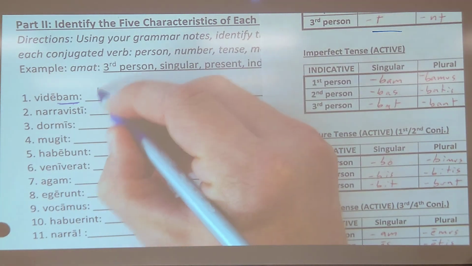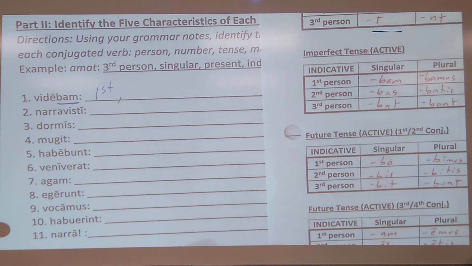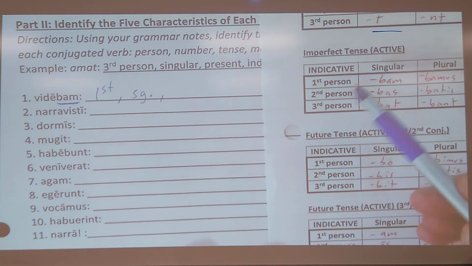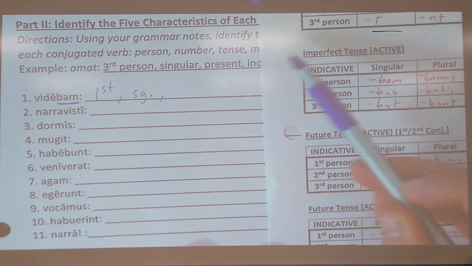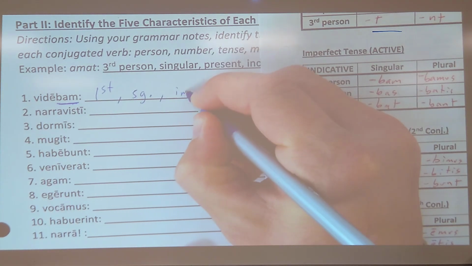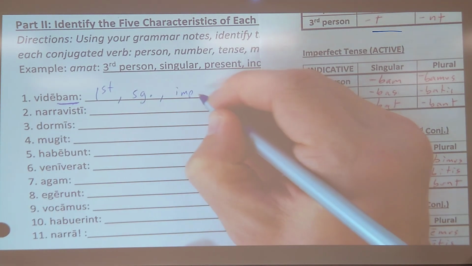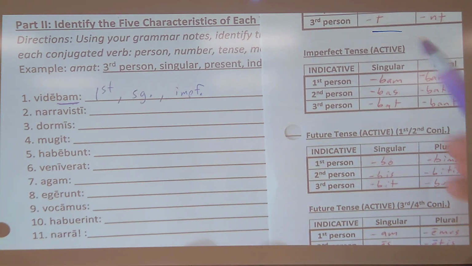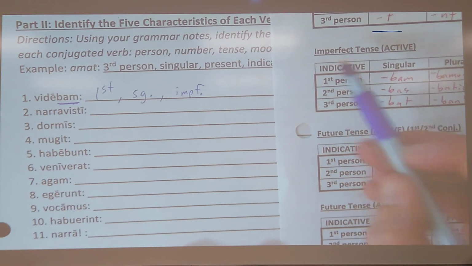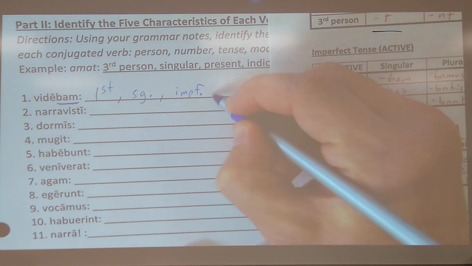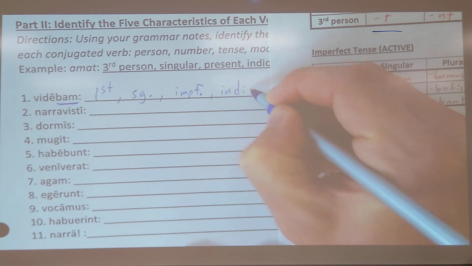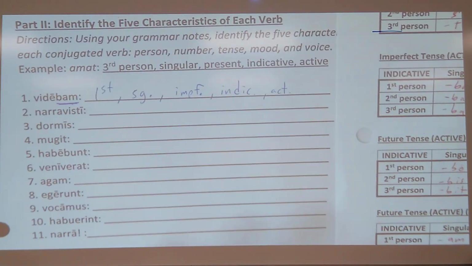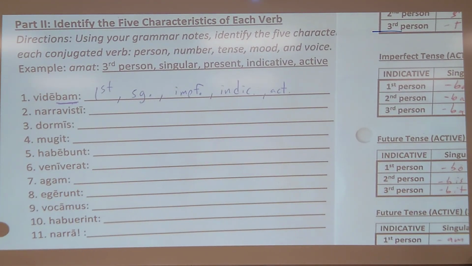Well, let's go ahead and write that. So first, you can abbreviate here too. Singular, SG. What tense is it? Oh, imperfect. You can either write imperfect or you can abbreviate it. And it is indicative and active. And you can feel free to abbreviate those as well. Indic, act. All right. And number one is done.